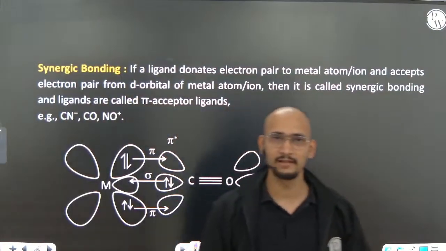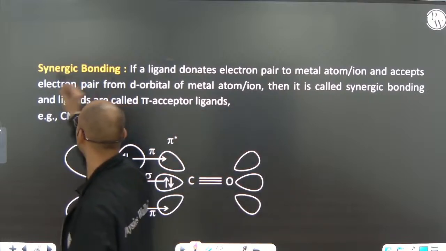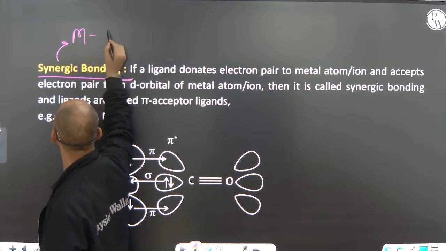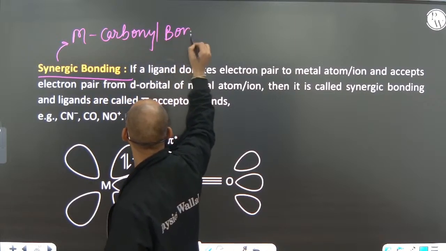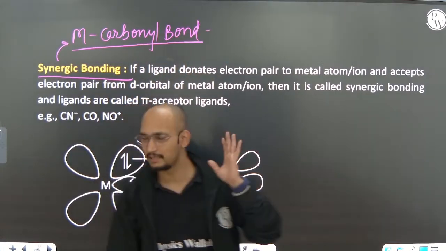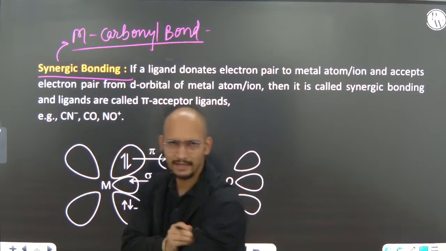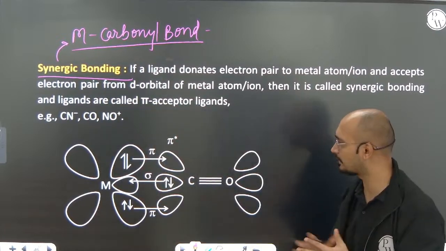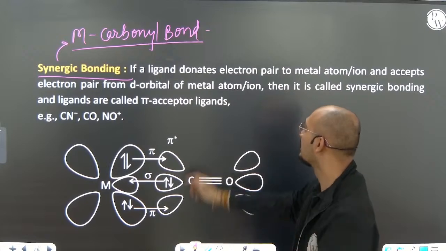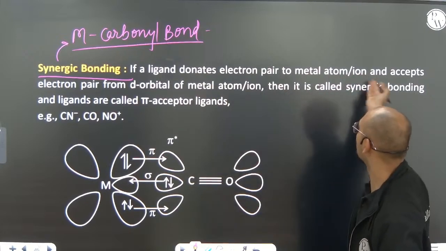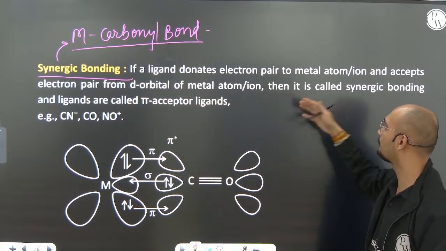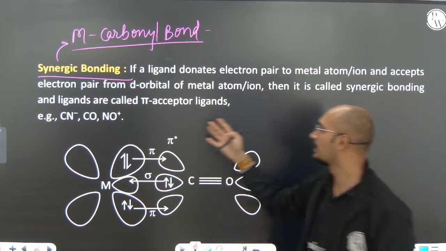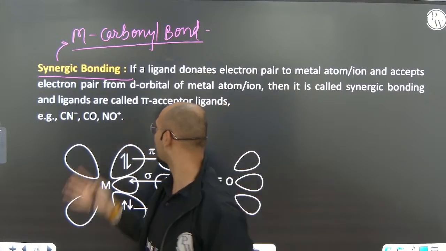Now let's come to the synergic bond. Whenever there is a metal carbonyl bond, in the metal carbonyl bond, what happens? Please listen to me very carefully, and I will directly write the effect of this synergic bond. If a ligand donates an electron pair to the metal atom or ion and accepts an electron pair from the d orbital of the metal ion, then it is called a synergic bond, and the ligand is called a pi acceptor ligand.